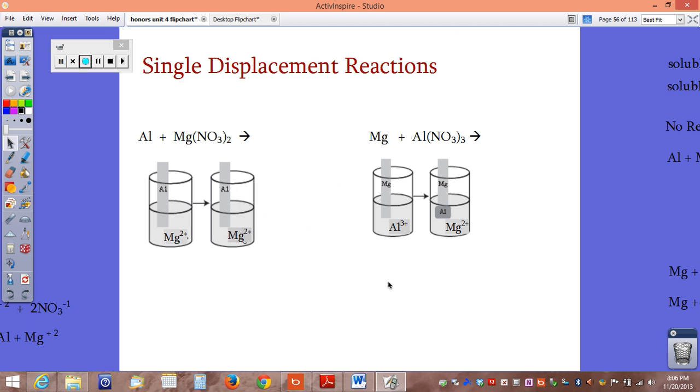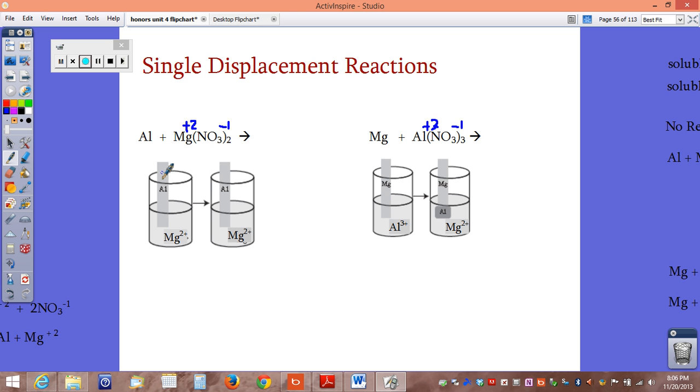Here we have two lab combinations. The first one on the left is aluminum placed in a container of magnesium nitrate. Now, just as yesterday, nitrates end up being a spectator ion. Remember, in this compound, magnesium has a +2 charge and nitrate has a -1 charge. Over here on the right, we have magnesium with aluminum nitrate. Again, nitrate will be a spectator. Aluminum has a +3 charge. Nitrate has a -1 charge.